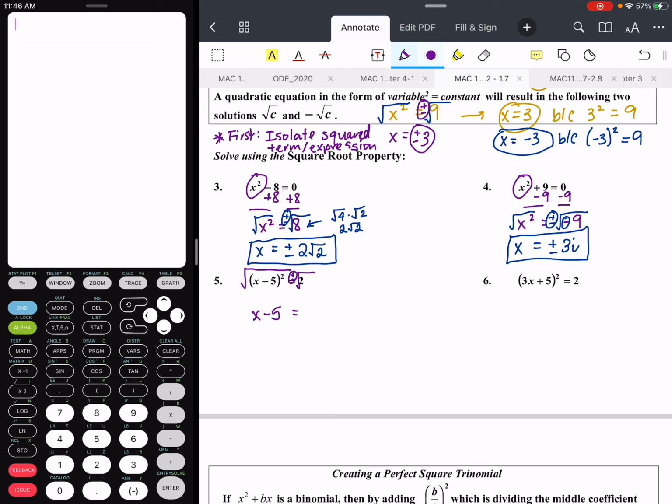Now, be really careful when you're writing your answer here. I see a lot of sloppiness when you get to this point. So x equals 5 plus or minus the square root of 2. This plus or minus goes in front of the square root of 2. So we could have a positive square root of 2 or a negative square root of 2. If I wanted to split this up into two answers, 5 plus square root of 2 or 5 minus square root of 2. Because we're adding positive 5 to both sides, that 5 is positive.